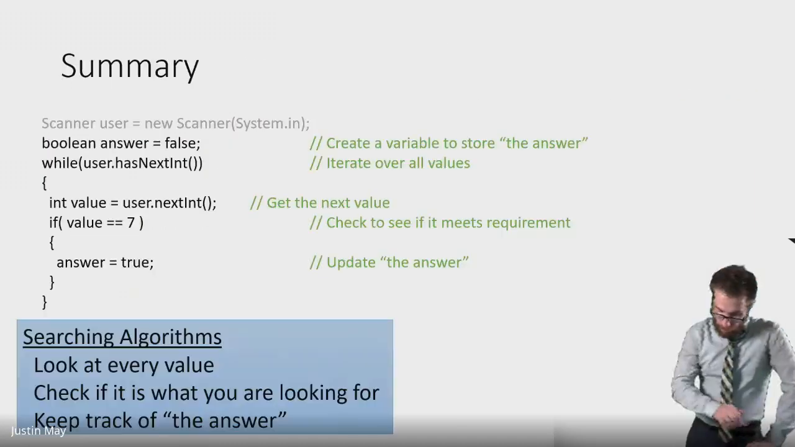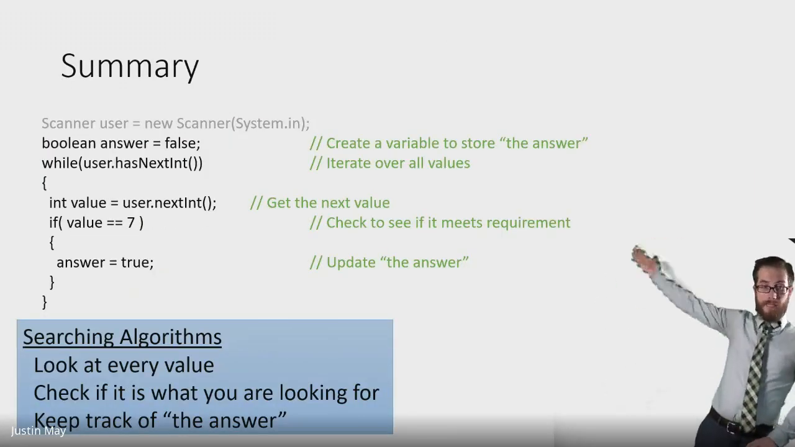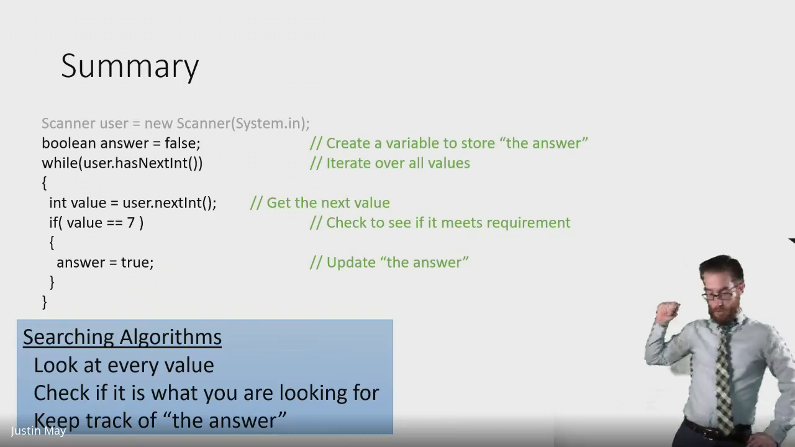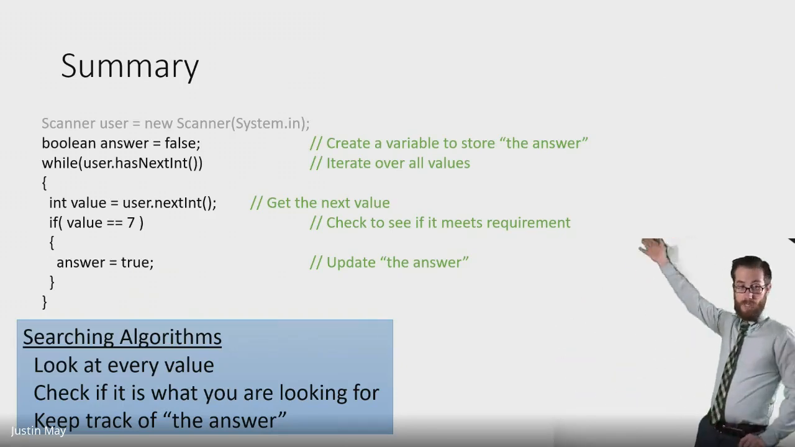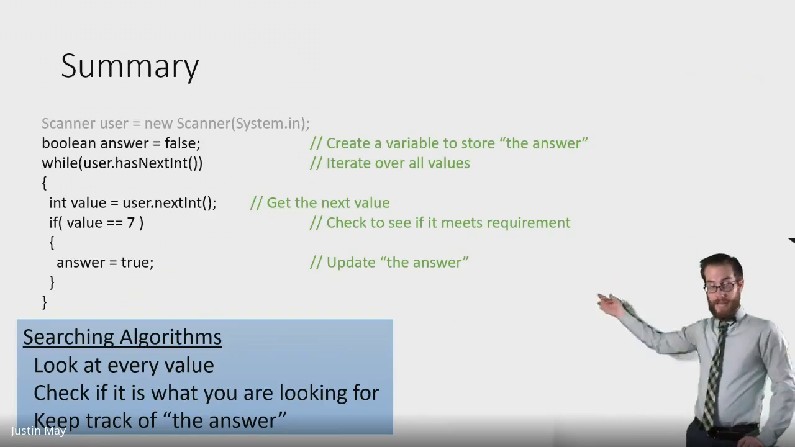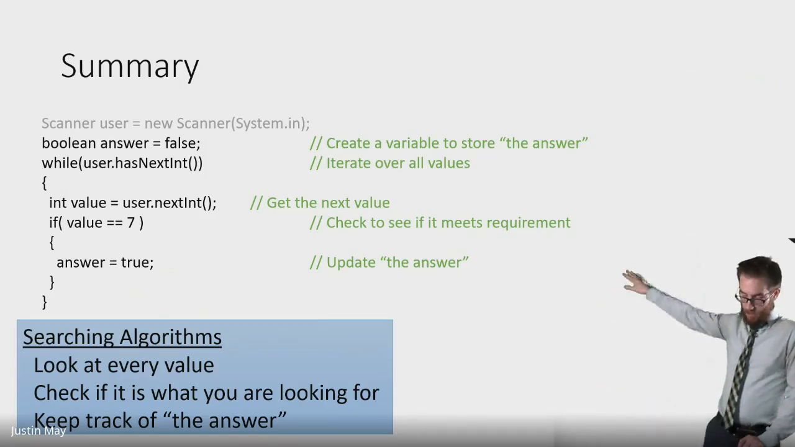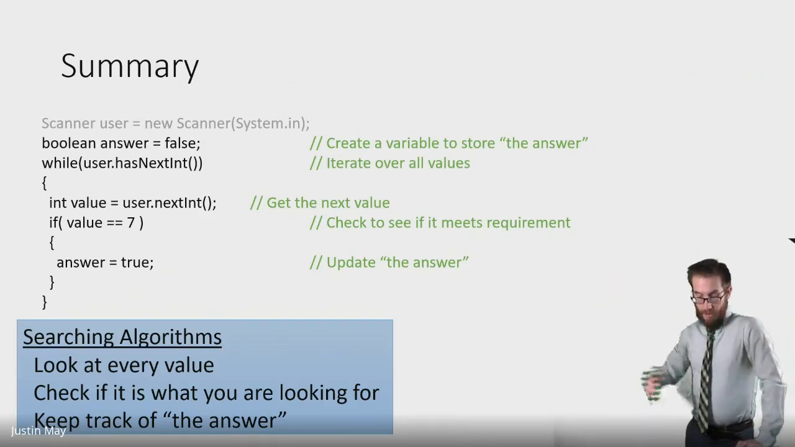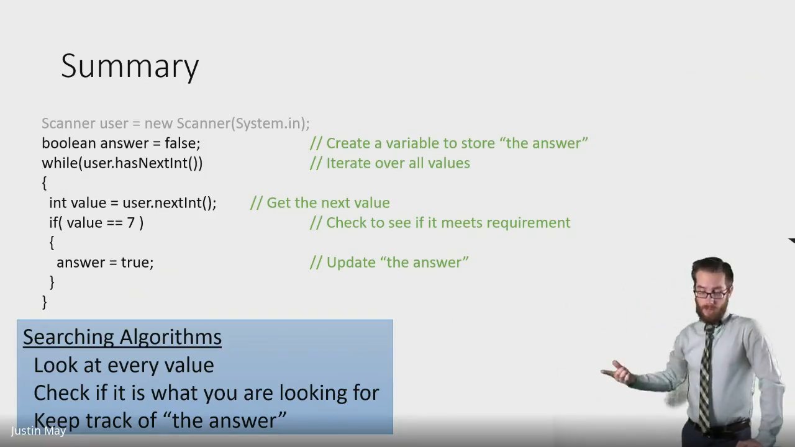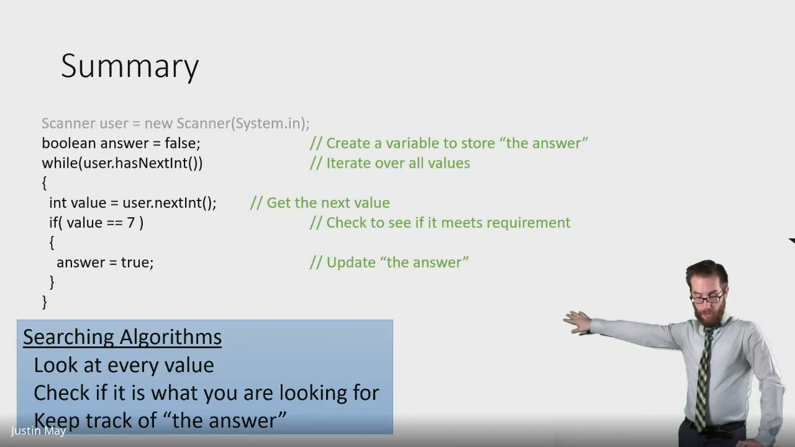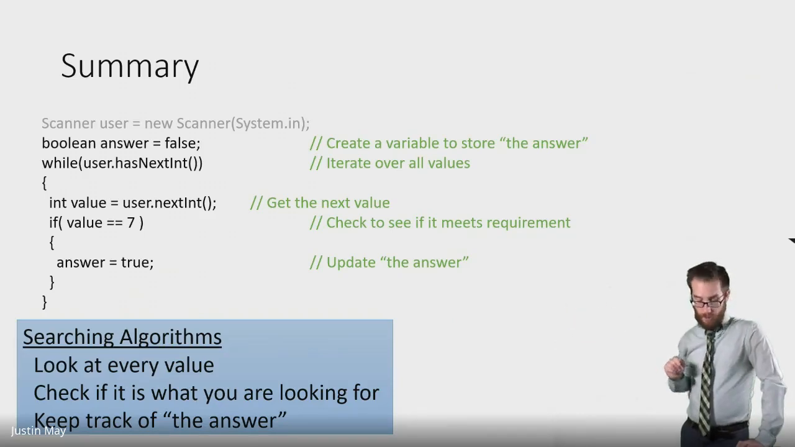So summary. This is our basic searching algorithm. So you could memorize it, right? Or just try to understand it in the words that describe it and how to translate that into code. That's your basic one. It looks at every value. So you use the while loop to iterate over all the values. And then you use some sort of getter method to assign that value to a variable. That's the int value equals user.nextInt.